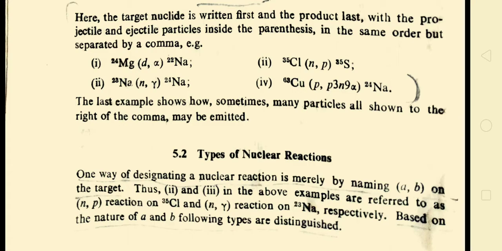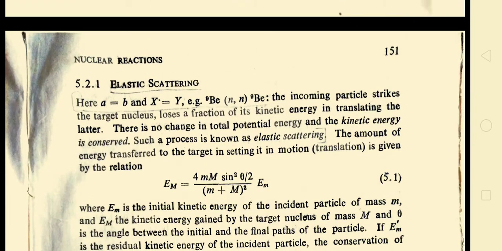Then we go to the types of nuclear reaction. We have already mentioned fission and fusion in the previous session, and there are other types of nuclear reaction discussed in this section. The first one is elastic scattering. Here a equals b, X equals Y. This means that both the projectile and ejectile are the same, and the product nucleus and target nucleus remain the same.